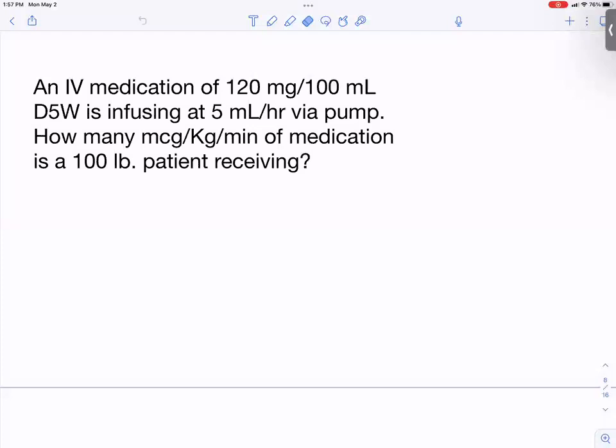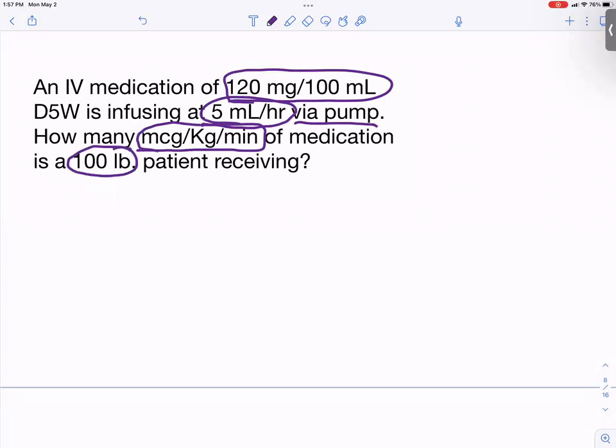All right, here's another problem. An IV medicine of 120 milligrams at 100 milliliters is already infusing via 5 milliliters an hour via pump. How many micrograms per kilogram per minute will a 100-pound patient receive? Or are they receiving? So we're solving micrograms per kilogram per minute. All right, it's telling us what we're solving for.